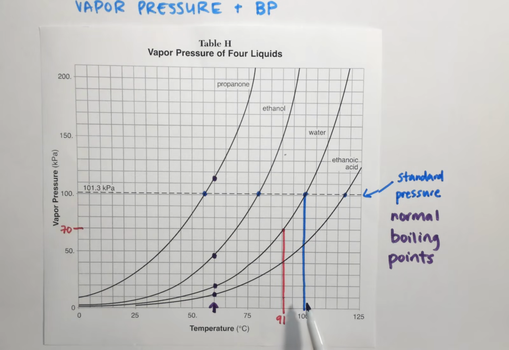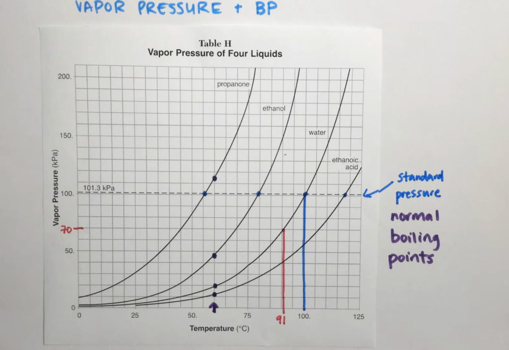So again, we're seeing that same relationship we talked about in the last video on vapor pressure, that because of this difference in boiling points, we can draw conclusions again about the strength of the intermolecular forces holding these liquids together. Propanone must be quite weak because it boils at a low temperature. Ethanol's a little bit stronger, water stronger still, and ethanoic acid's the absolute strongest.